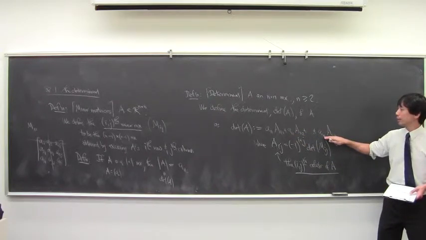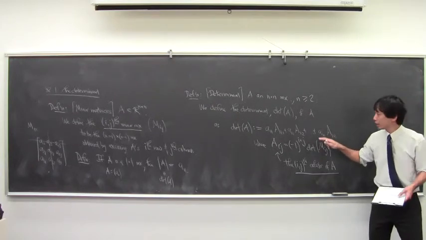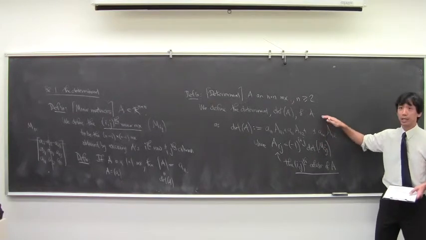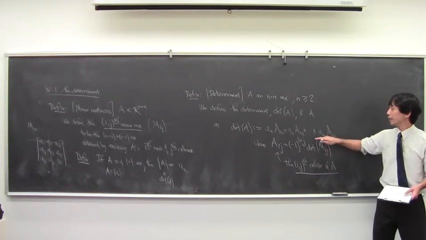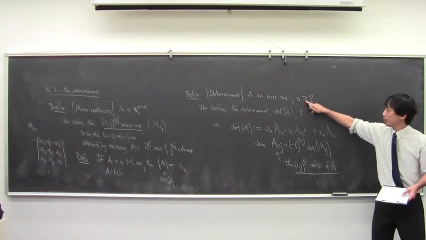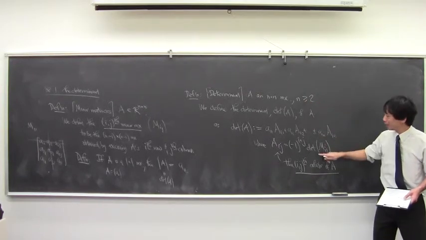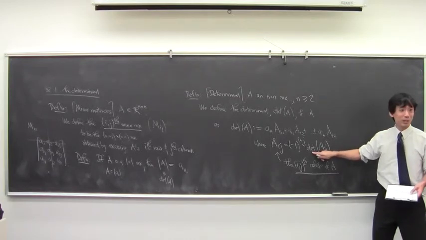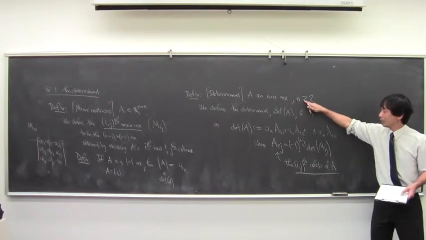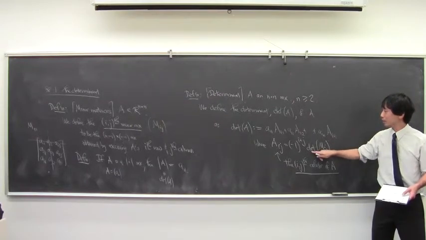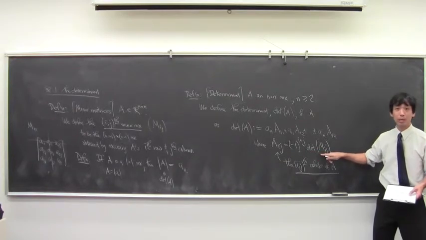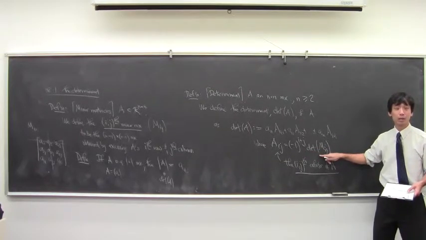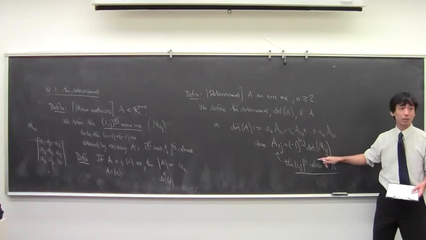And the thing you want to notice is that this is an inductive definition. You see that the determinant of an n by n matrix is defined using the determinant, right? So you might think that's sort of problematic, right? An n by n matrix is defined using the determinant of an n minus 1 by n minus 1 matrix. Okay, so this is where the bootstrapping occurs, right?